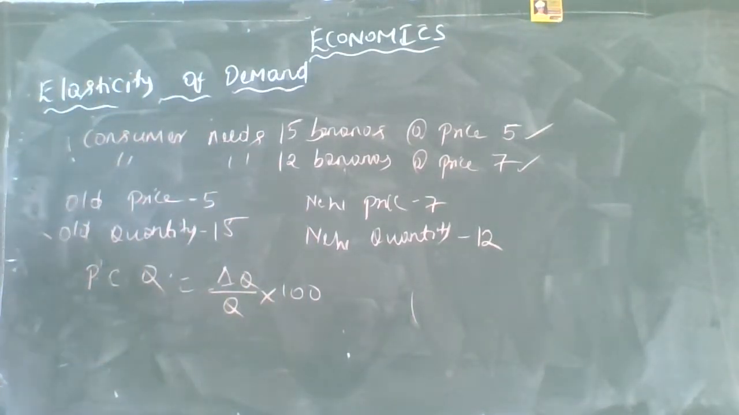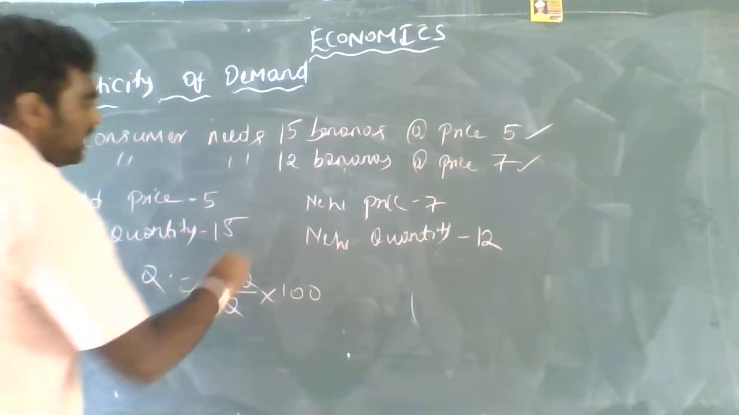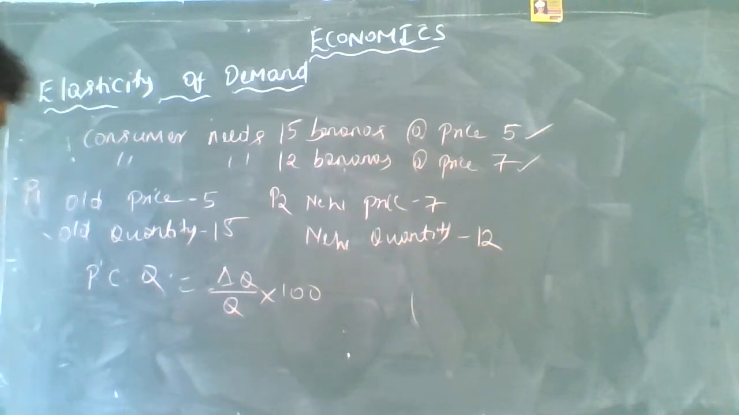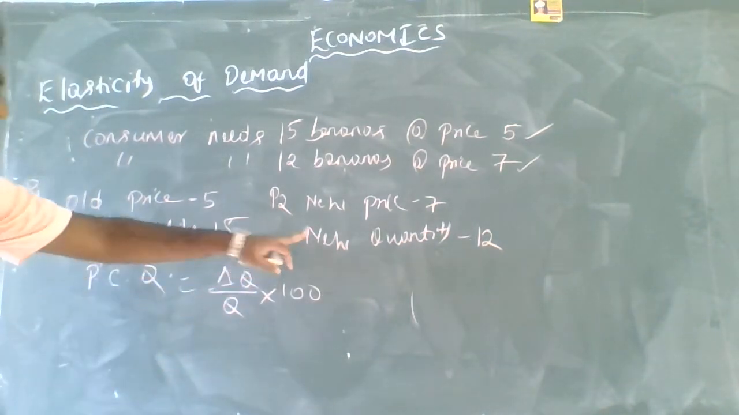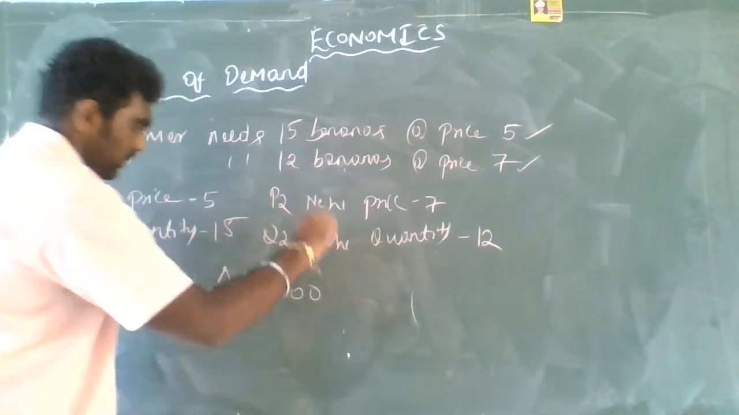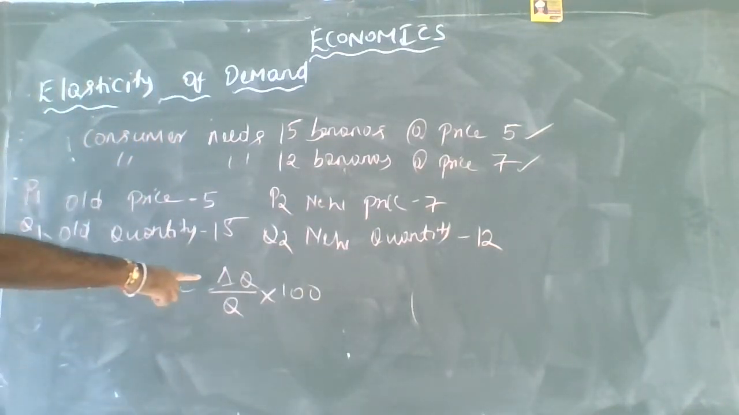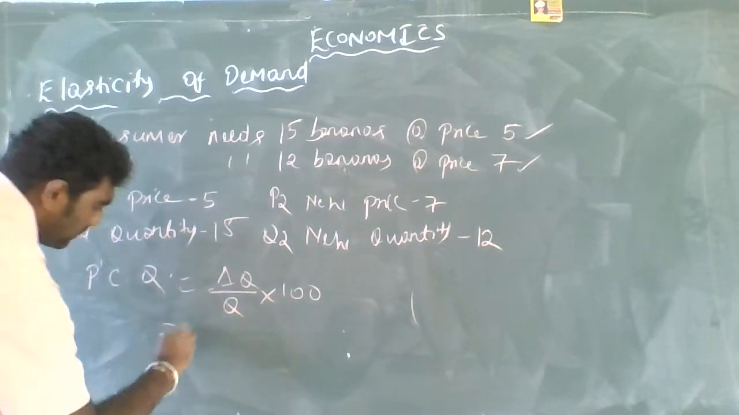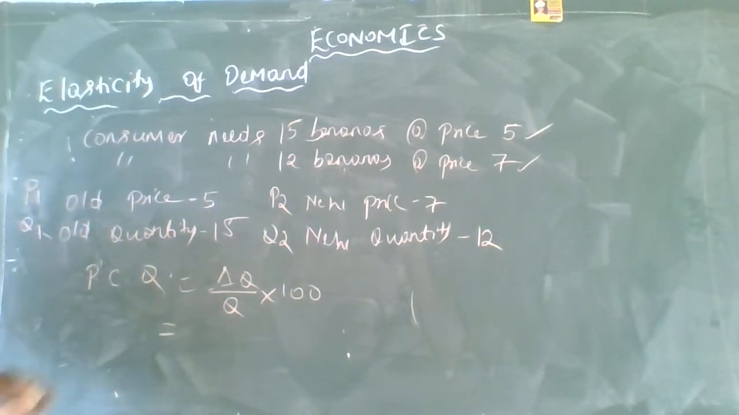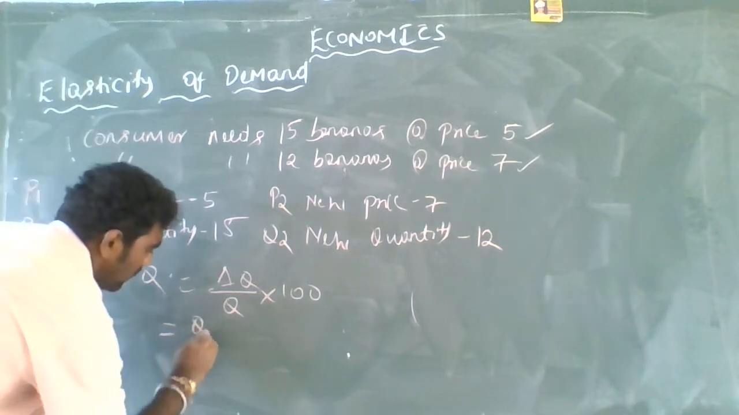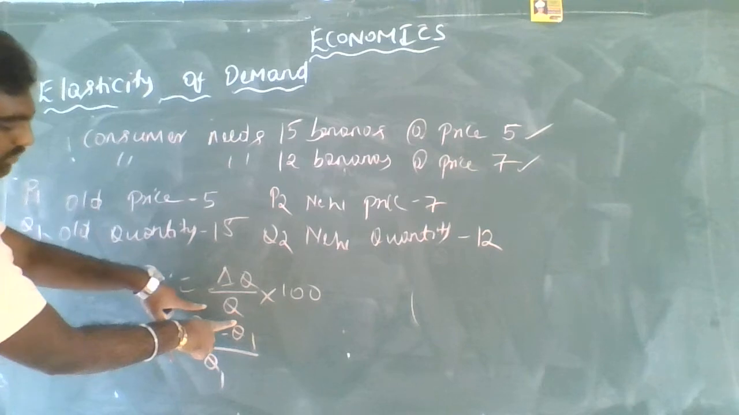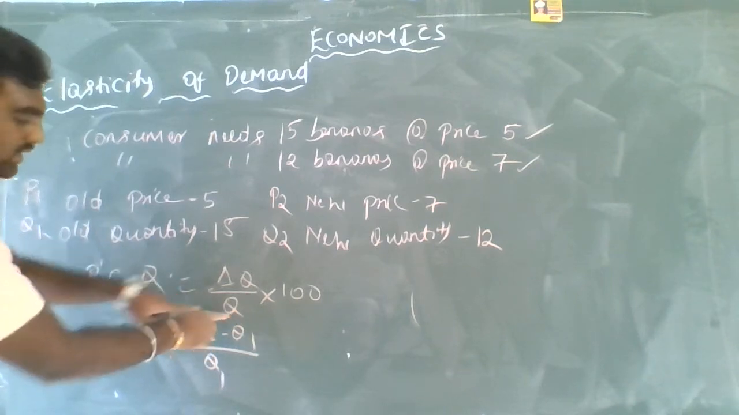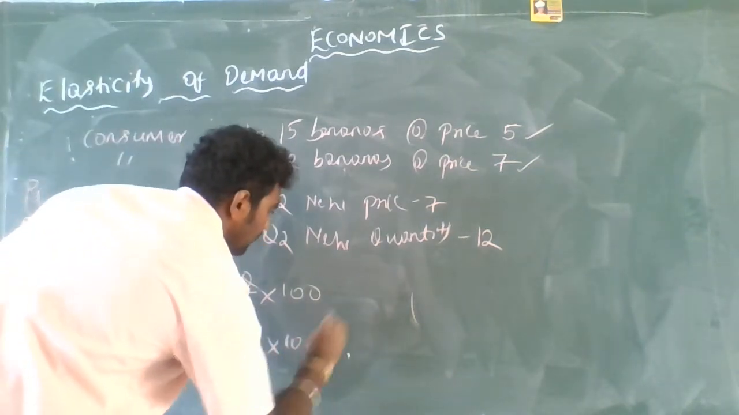The old price is nothing but P1, and the new price is nothing but P2. The old quantity is Q1 and the new quantity is Q2. So delta Q is nothing but Q2 minus Q1 divided by Q1. This Q1 determines the old quantity here.